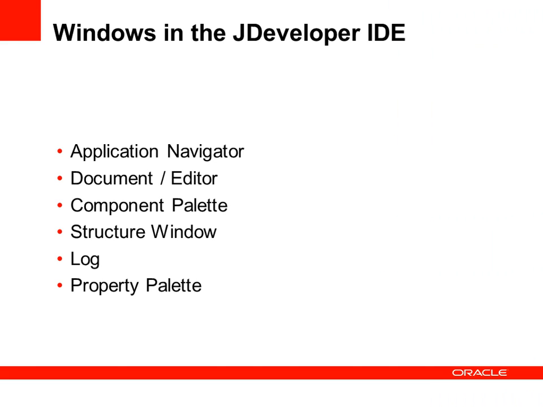Now that we've discussed managing the windows in the JDeveloper IDE, let's talk about the windows, what they contain and what they're used for. We're not going to discuss all the windows in the JDeveloper IDE, but we're going to discuss some of the main ones, and they are the Application Navigator, the main document window, or what's sometimes called the editor, the component palette, the structure window, the log window, and the property palette.